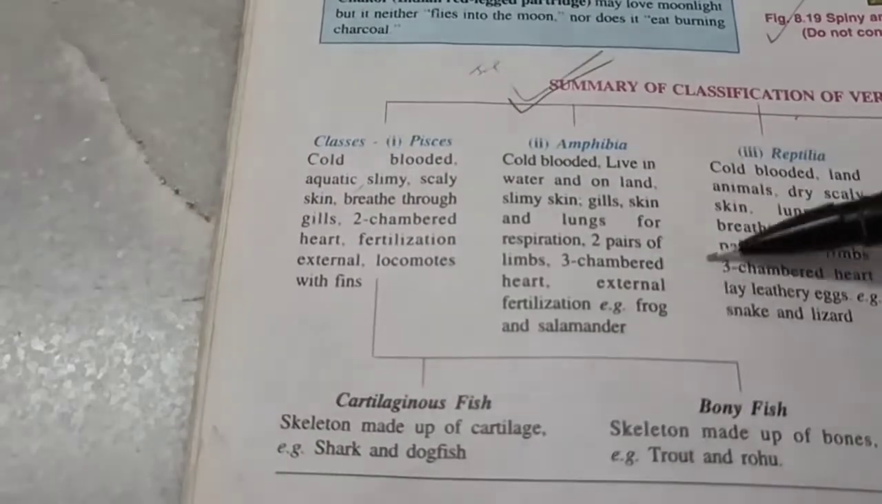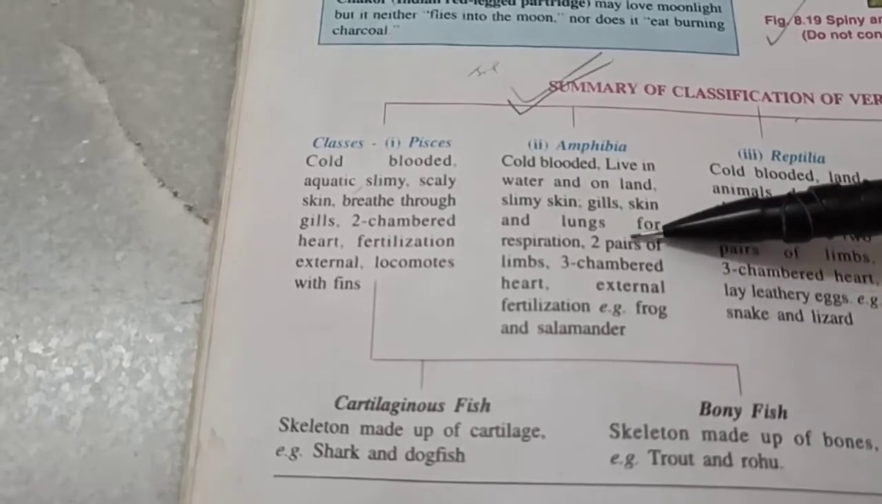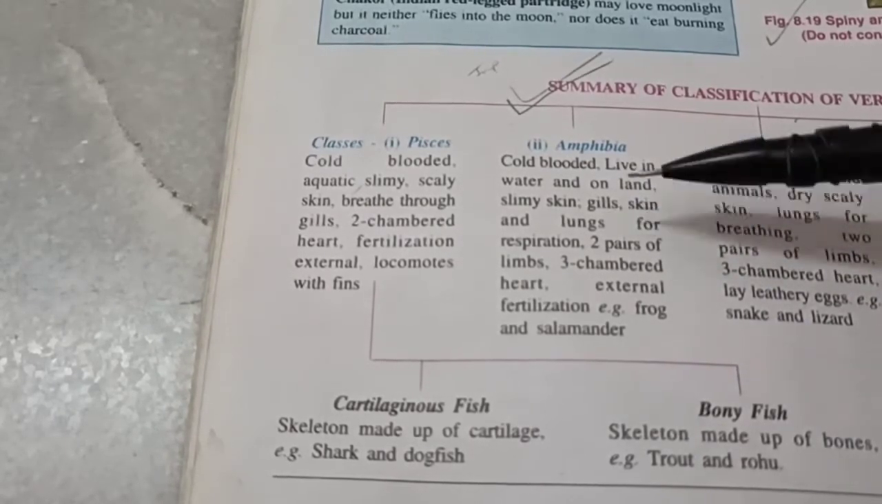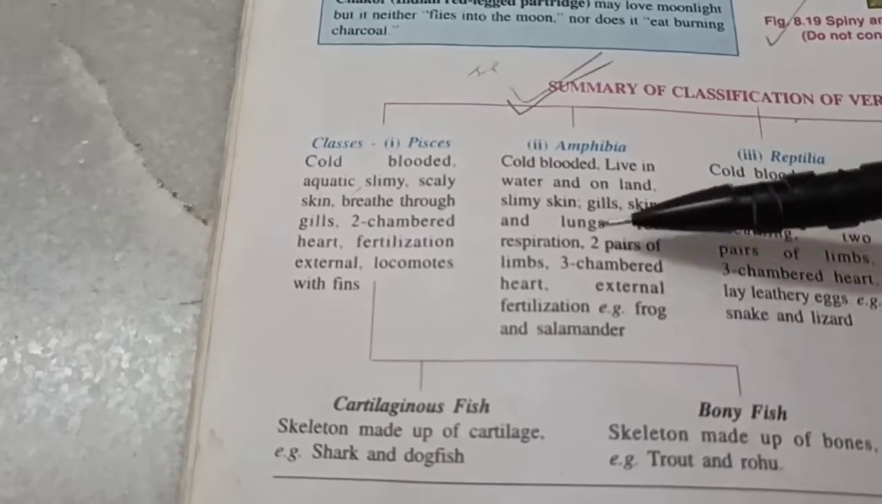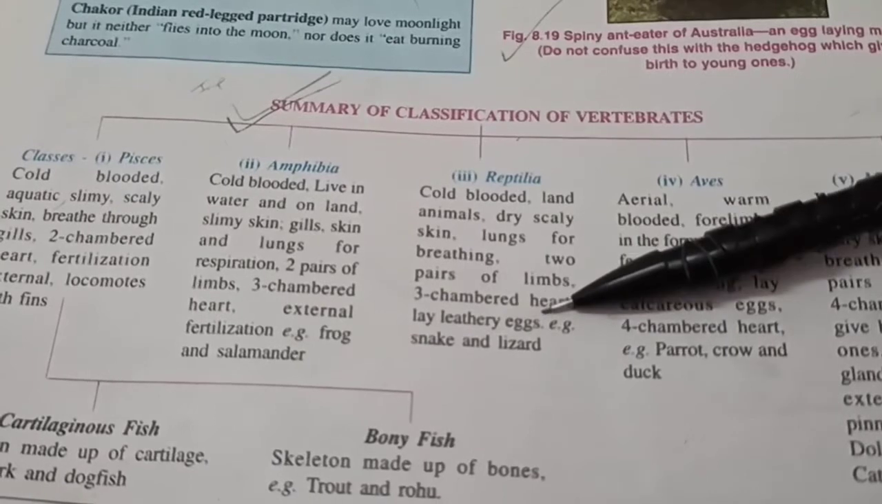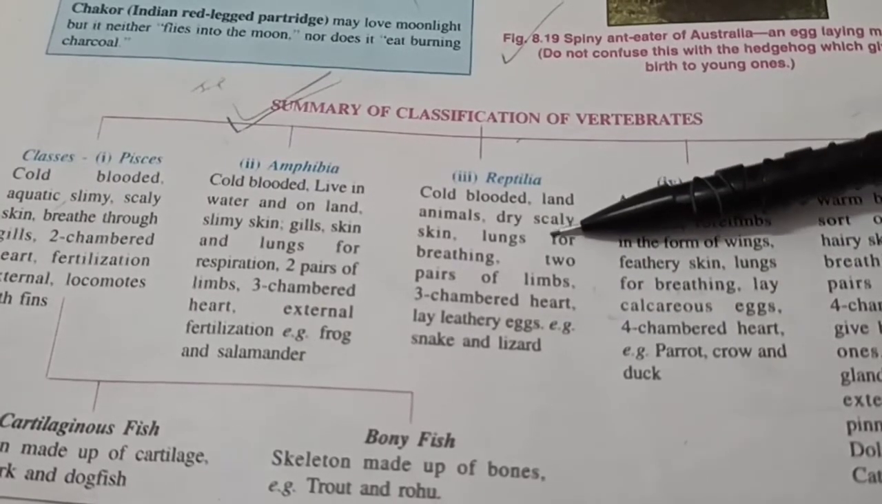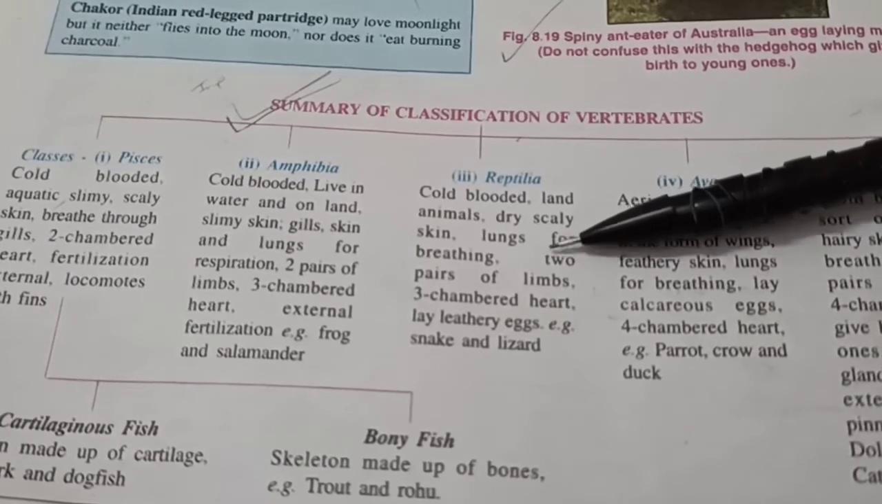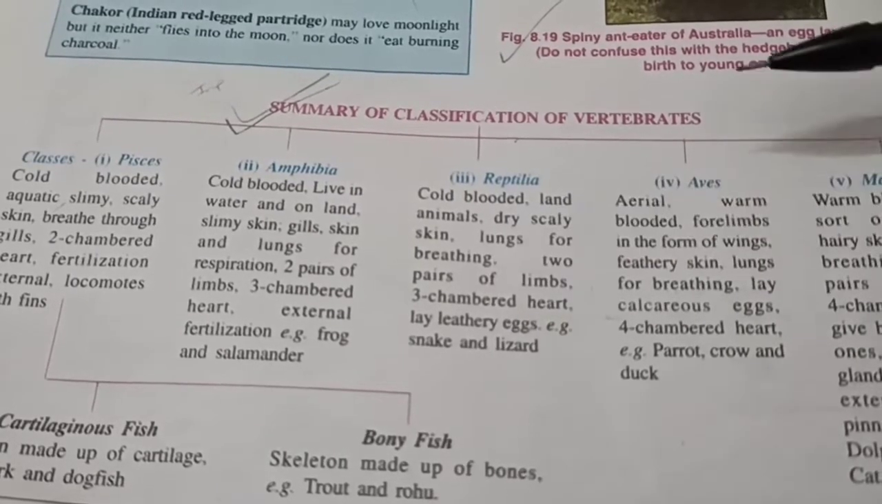They have fins. Amphibia are able to live on land as well as in water. So they have gills as well as they can breathe through skin and lungs. They have 2 pairs of limbs. Reptilia, they have leathery eggs, very hard eggs. They have lungs for breathing. Although they may be good swimmers, they have to stay on land for breathing. They have dry, scaly skin.